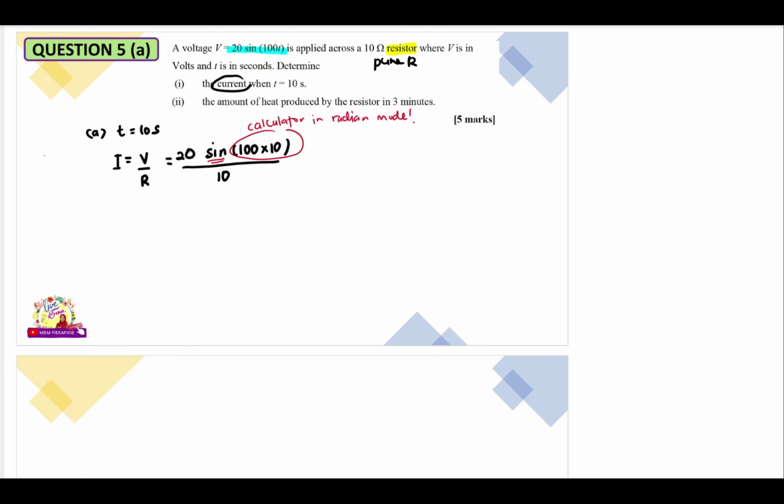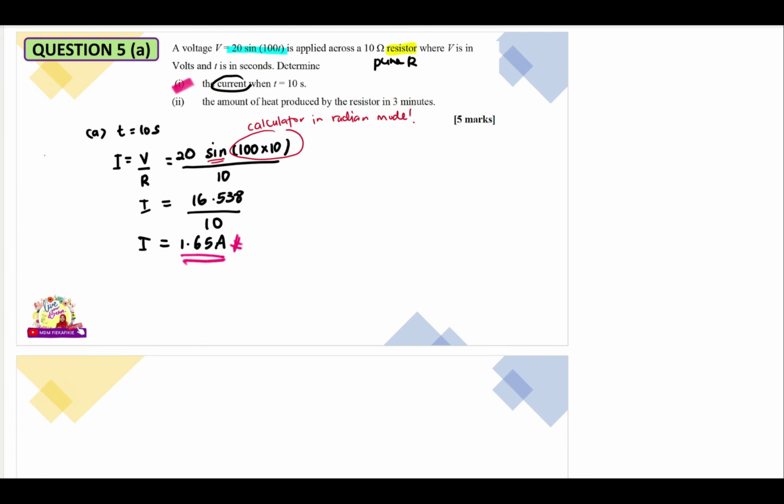Okay, so bila kita kira, pastikan you punya calculator dalam radian mode lah. So you akan dapat I is equal to 16.538 over 10. Okay, so I you akan dapat 1.65 ampere. Kan? So this is the answer lah for A1.